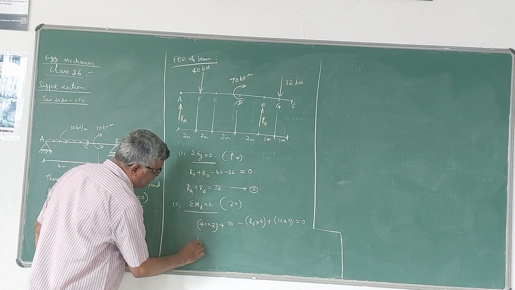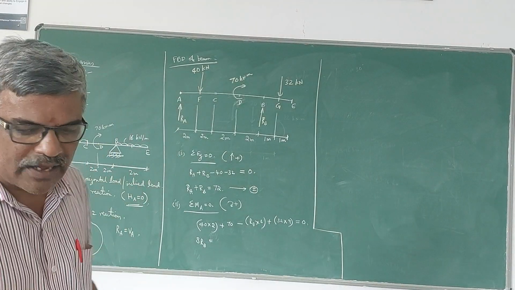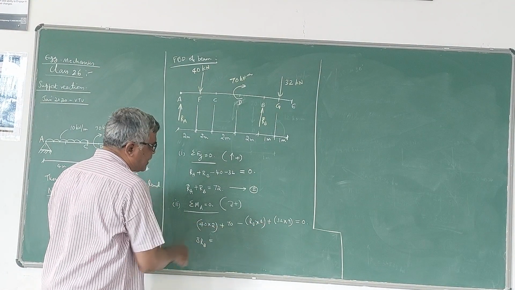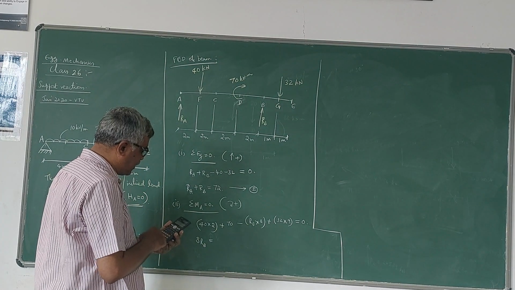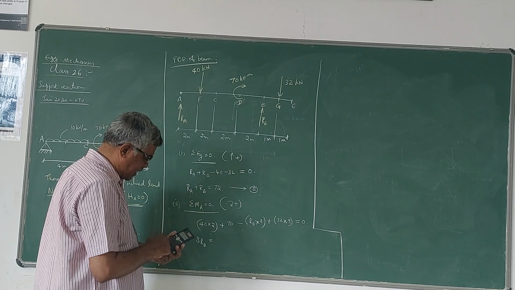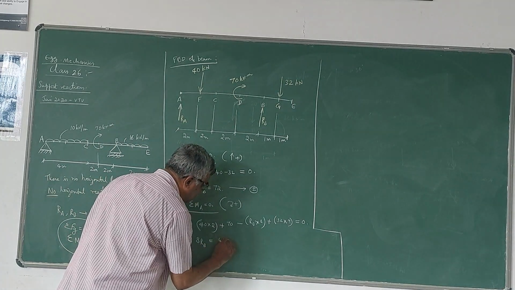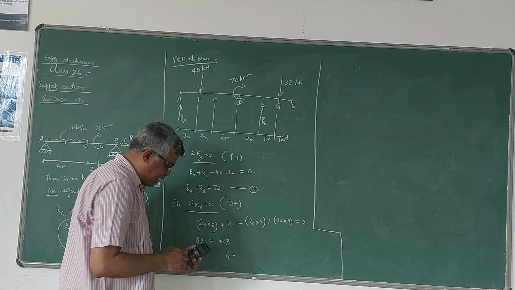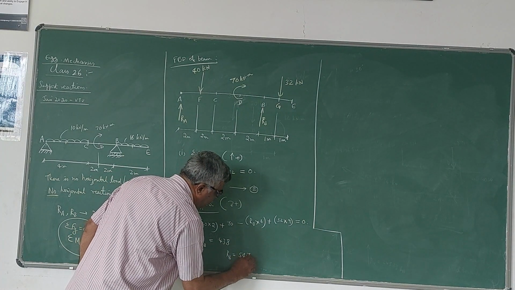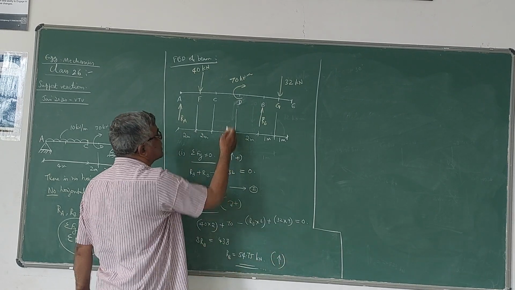So from this equation, you get 8 into RB. Just simplify that. 8 RB if you bring to the RHS, it becomes positive. So it is 80 plus 70, 150. So 150 plus 32 into 9. So it becomes 438. So 8 RB is equal to 438. Therefore, RB is equal to 438 divided by 8, which comes out to be 54.75 kilonewton. Positive value got, that means your assumed direction RB upwards is correct.